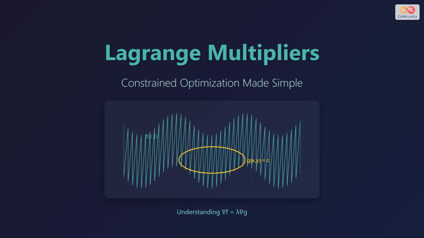Welcome. Today we are going to demystify a powerful concept in calculus called Lagrange multipliers. If you have ever wondered how to find the maximum or minimum of a function when you are restricted by certain rules or boundaries, this is the method you need. We will explore the visual intuition behind the formula gradient of f equals lambda times gradient of g.